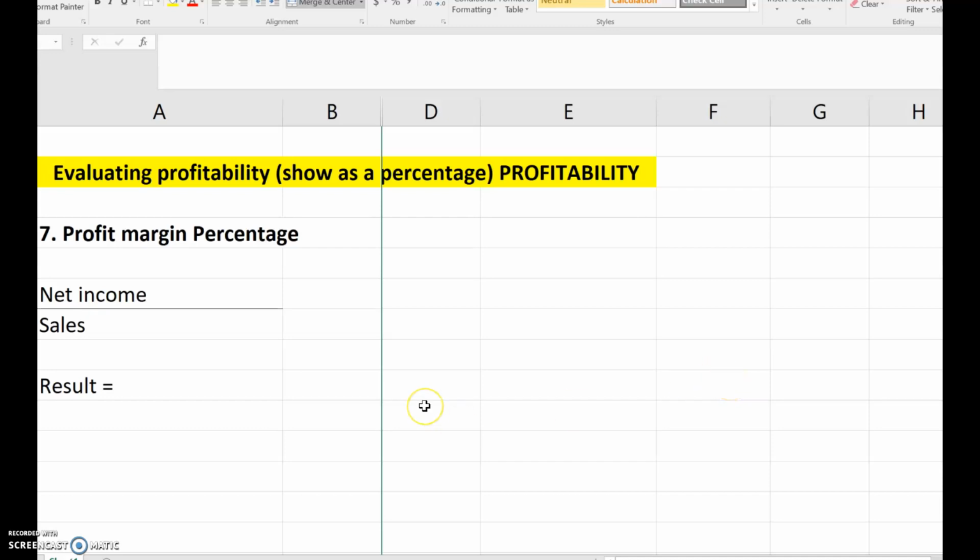We're going to look at the profitability ratios, and the three we're going to look at are profit margin, return on assets, and return on equity. So the profit margin we calculate as net income divided by sales.